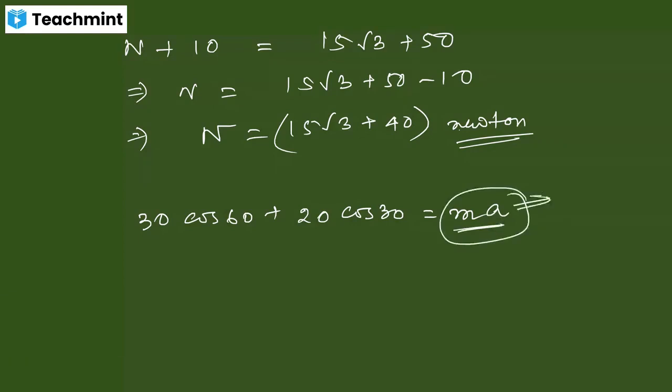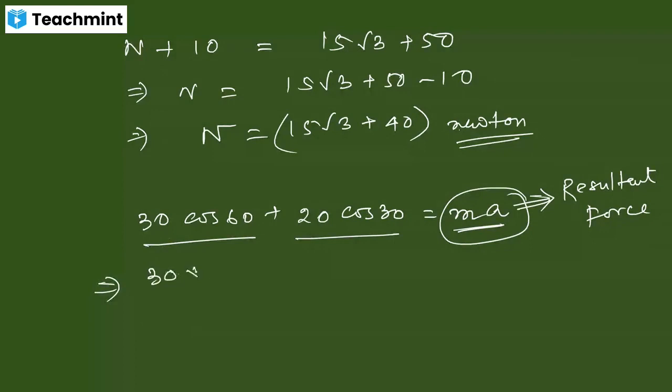This is like ma, so this is the resultant force, remember. Whenever you have to find out the acceleration, every time you have to remember F equals ma. So here 30 cos 60 and 20 cos 30 both are acting in the same direction, so their summation is equal to the resultant force, that is equal to ma. That means mass into acceleration.